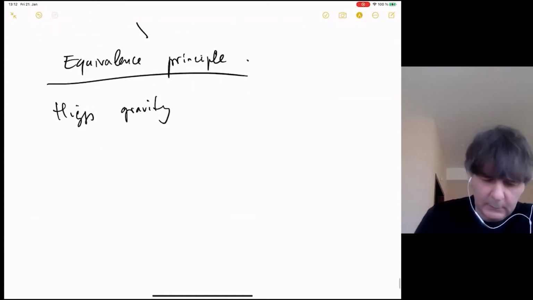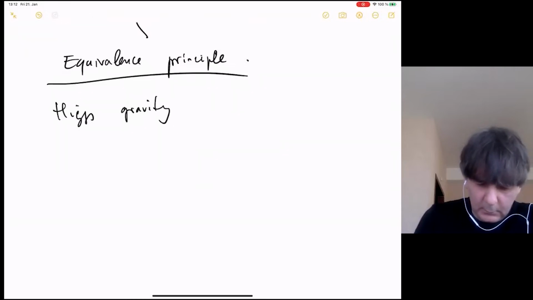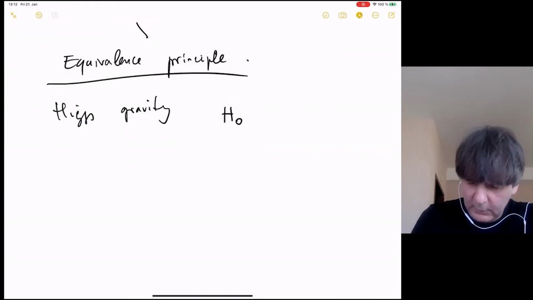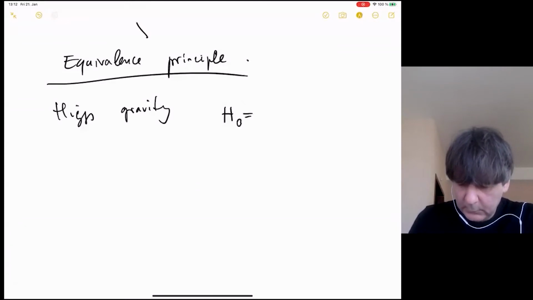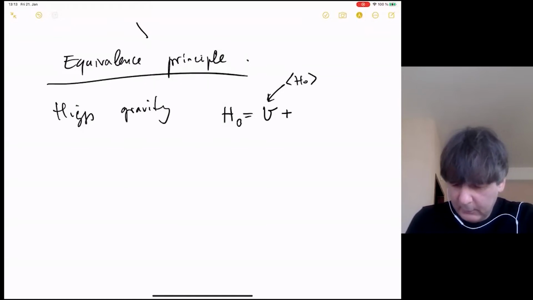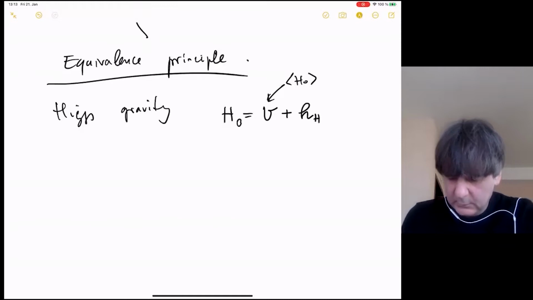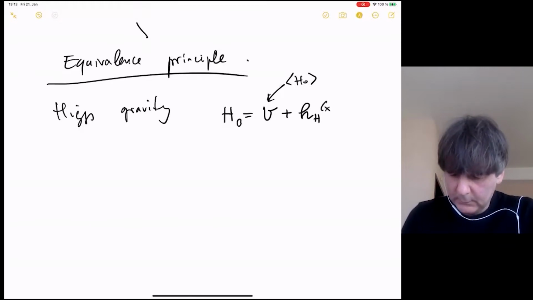So we said that the Higgs was mediating a gravitational interaction because we took an electrically neutral component of the Higgs boson. We parameterized the Higgs boson as its expectation value, where 0 stands for the electrically neutral component, plus a fluctuation of the Higgs. Let's not confuse the fluctuation of the Higgs with gravity, so let me add an index H here. Okay, so this is the Higgs.